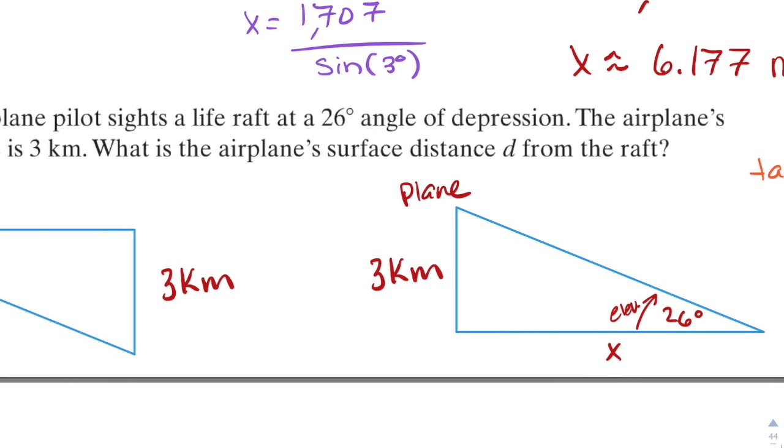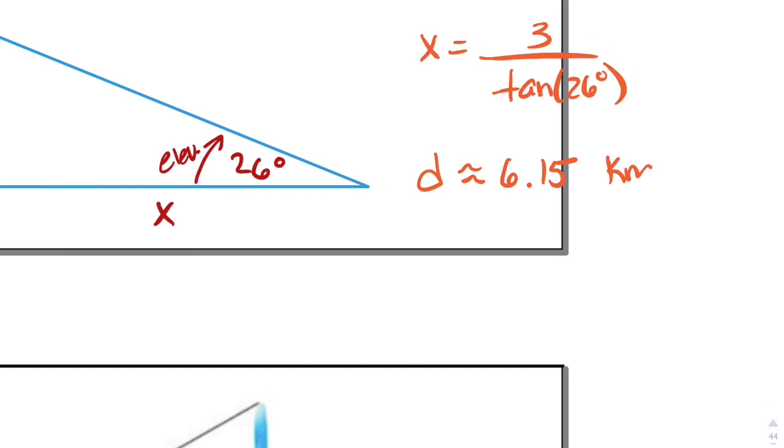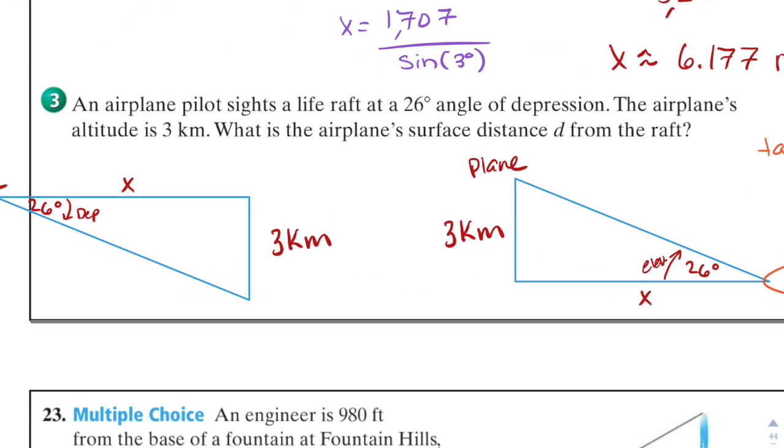The distance from the raft, we're going to say distance is approximately 6.15. I'll change this variable to a d. That's fine. Distance is approximately 6.15 kilometers. That's it for that one.